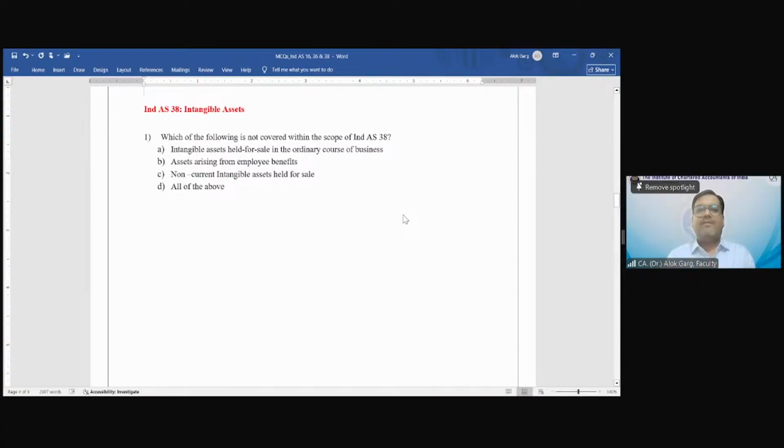Which of the following is not covered within the scope of Ind AS 38? Intangible asset held for sale in the ordinary course of business, asset arising from employee benefit, non-current intangible asset held for sale, all of the above. D, all of the above. So this will be the inventory. This is Ind AS 19 employee benefit. This is Ind AS 105 and all of the above, right? So all of the above is the right answer.